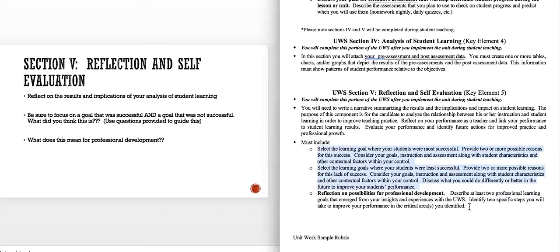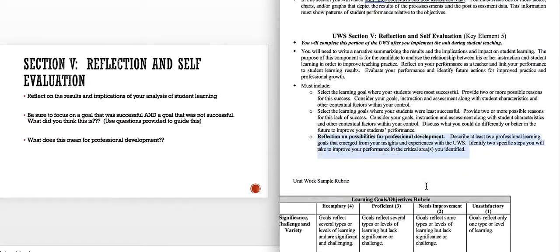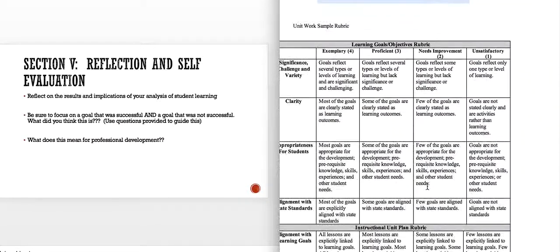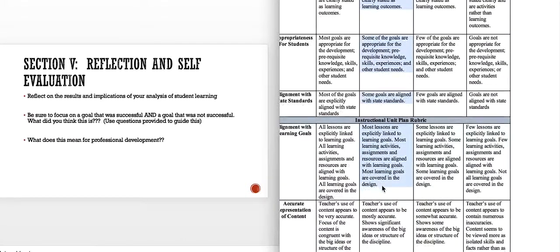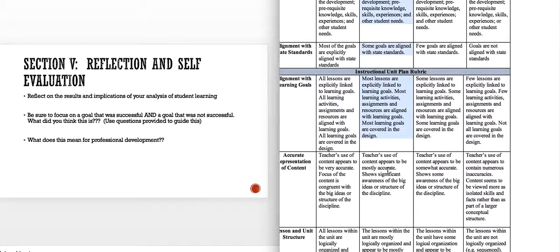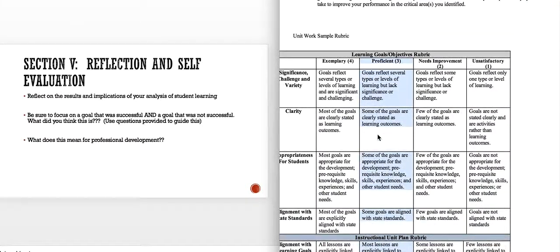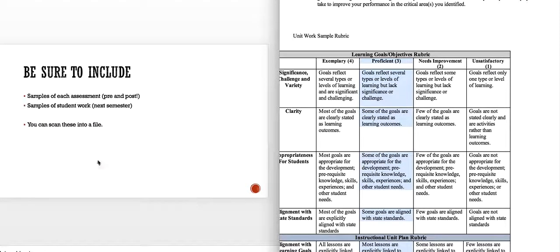And then finally, for this section, you do want to reflect on the possibilities of professional development. So what does this mean for you in the future? Identify at least 2 specific steps that you're going to take to improve your performance in these areas that you identified through data analysis. Once again, we're using a 4-level rubric here. So your goal is proficient, level 3. So read through the rubric and see what we're looking for level 3 proficient for the unit work sample.